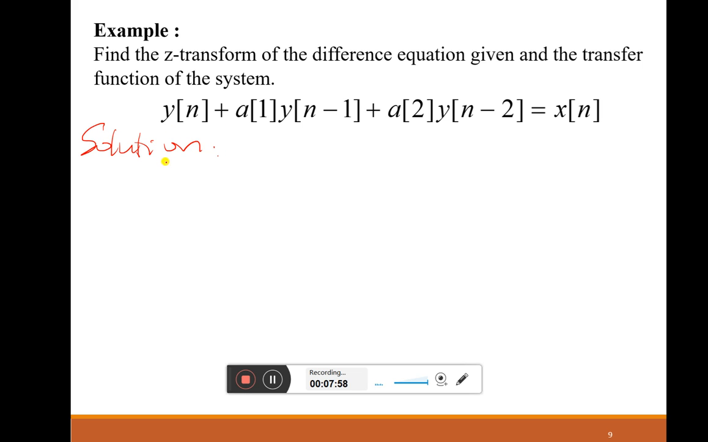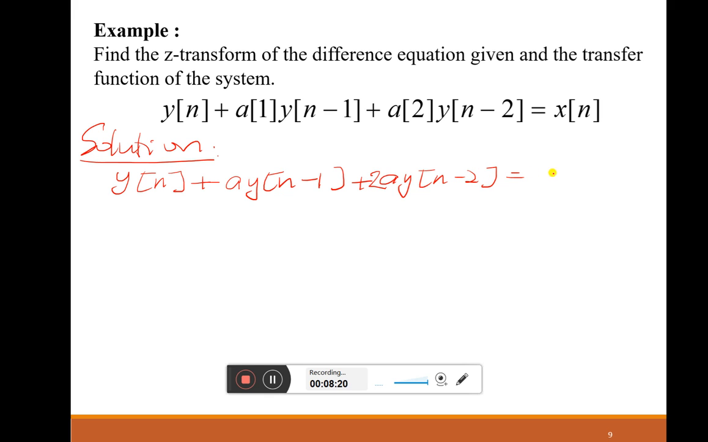Alright, so kita tulis semula persamaan ni. We write the equation. So you have y[n] plus a y[n-1] plus 2a y[n-2] equals x[n].